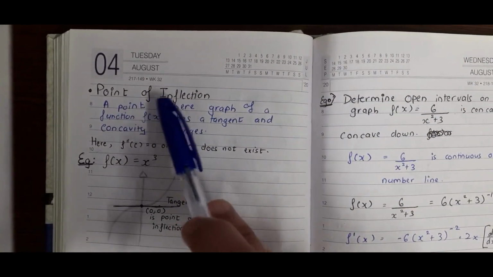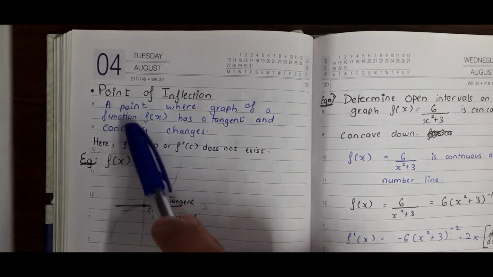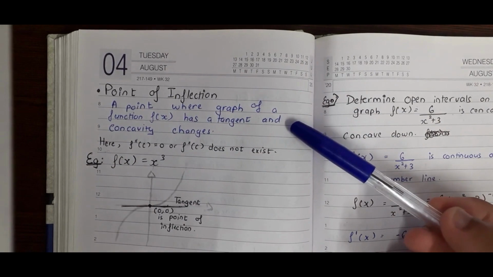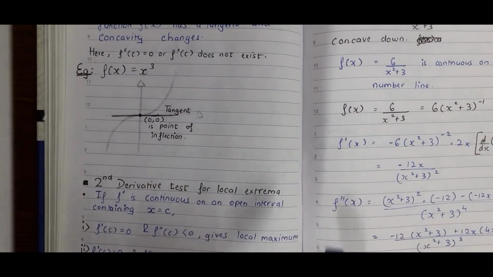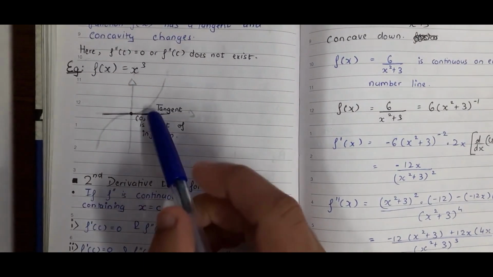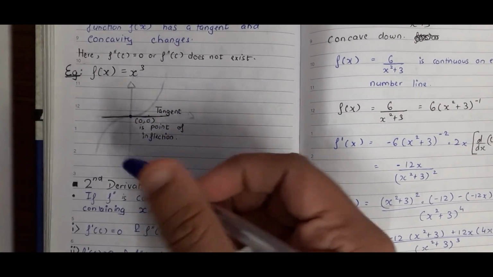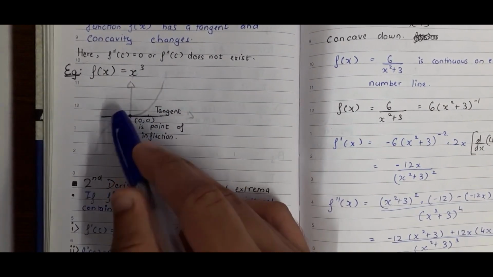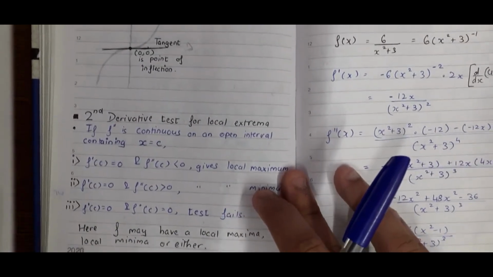Over here, you will have the point of inflection as well. The point of inflection is defined as a point where the graph of function f of x has a tangent and the concavity changes. So again for y is x cube, your tangent is the x-axis at this point 0, 0, since the concavity is changing at 0, 0, the origin. You see, this is the point of inflection because a tangent exists, and this is where concavity changes.